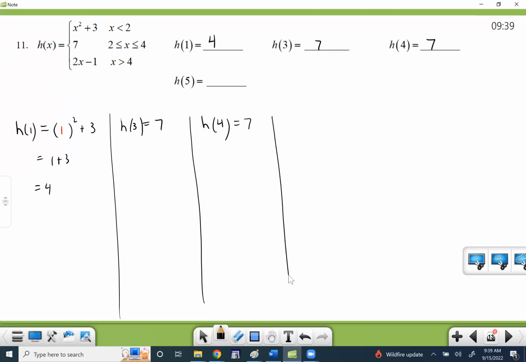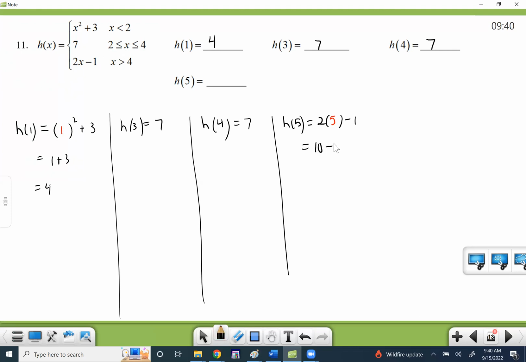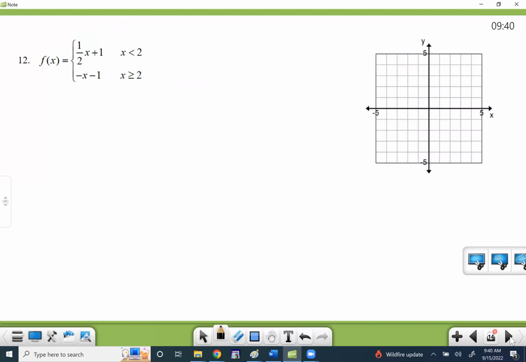And the last one is going to be x equals 5. Okay, so h of 5. And so we can see that 5 is greater than 4. So we're going to go ahead and substitute it into the bottom one of 2 times x minus 1. So we're going to substitute a 5 in for the x. So let's do the math. 2 times 5 is 10, and 10 take away 1 is 9. So we end up with 9 for the answer. All right. I love these. Give me a bunch of these on the test, right?